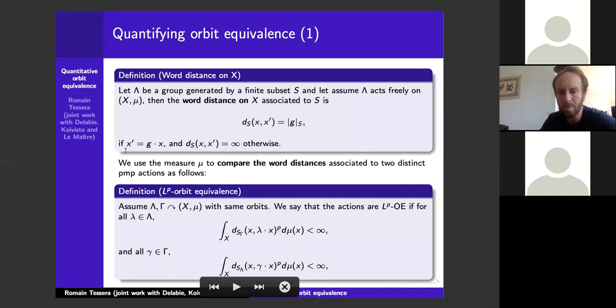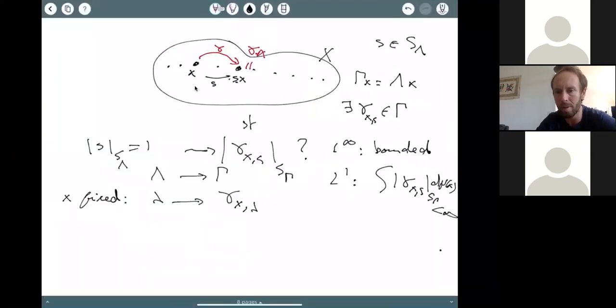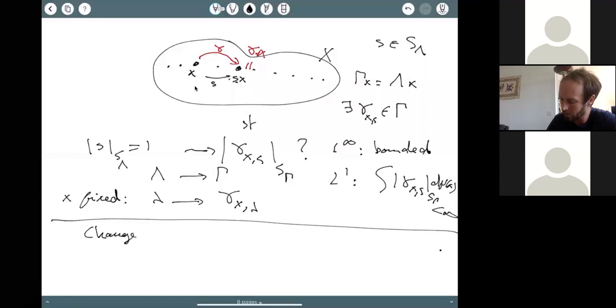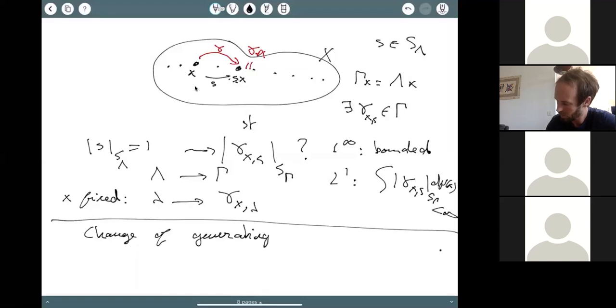But does it depend on whether we change the generating sets on both sides? You're making a very good point here. The condition of being integrable is not going to be affected by a change of generating set, because a change of generating set is only changing the distance up to a multiplicative constant.